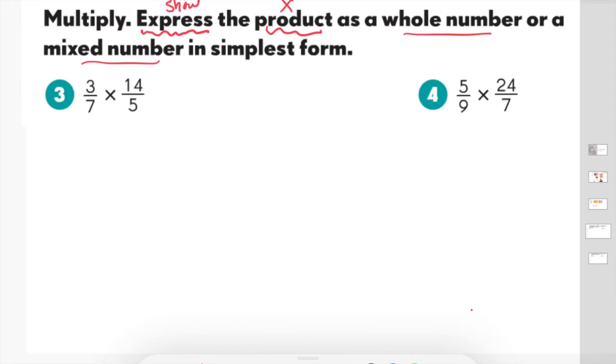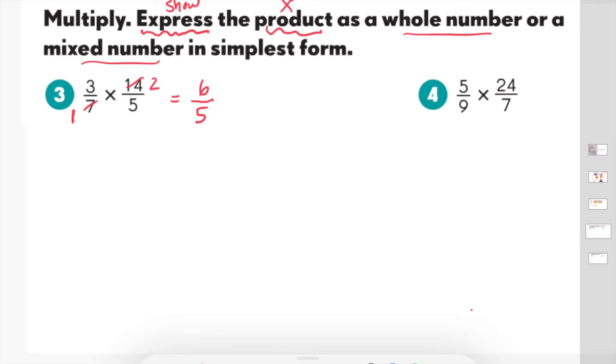So when we're multiplying 3/7 times 14/5, the first thing we can do is cross cancel. So why don't you, in your mind, kind of look to see what can we cross cancel? Okay, hopefully you said 7 and 14, because 7 divided by 7 is 1, and 14 divided by 7 is 2. And now we can multiply. So numerator times numerator is 6. Denominator times denominator is 5. So we end up with the improper fraction of 6/5.